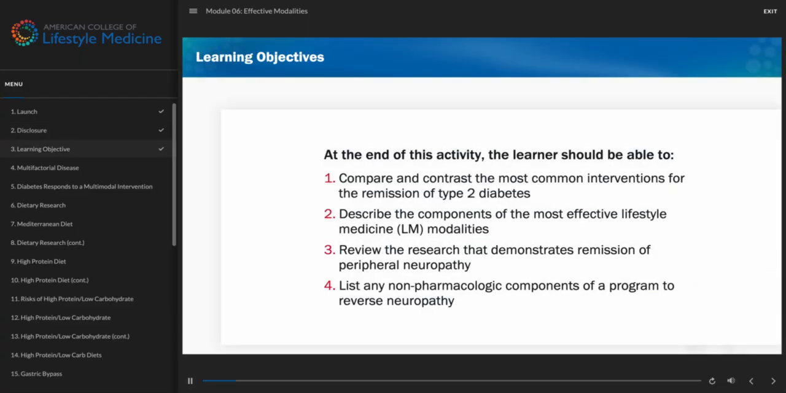Our learning objectives for the course will be, number one, compare and contrast the most common interventions for the remission of type 2 diabetes. Number two, describe the components of the most effective lifestyle modalities. Three, we're going to review the research that demonstrates the remission of peripheral neuropathy. And finally, list any non-pharmacologic components of a program to reverse neuropathy.